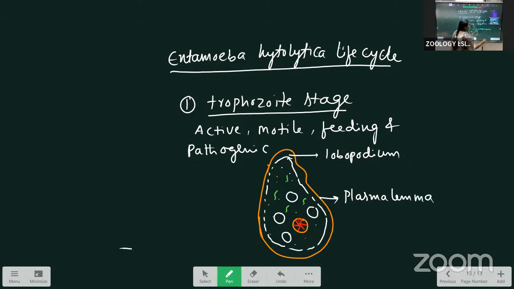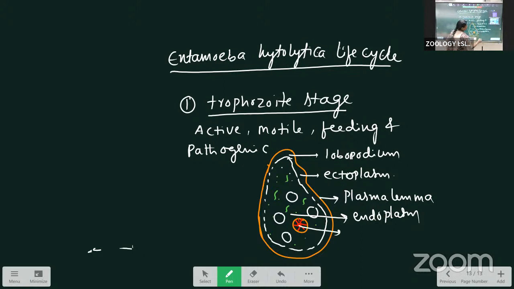Inside, the cytoplasm is divided into outer ectoplasm and inner endoplasm. Ectoplasm is clear and non-granular. The endoplasm is granular and contains a number of cells. Mainly, the endoplasm has a cartwheel-shaped nucleus. It looks like a wheel, a cartwheel, that's why we call it a cartwheel-shaped nucleus.